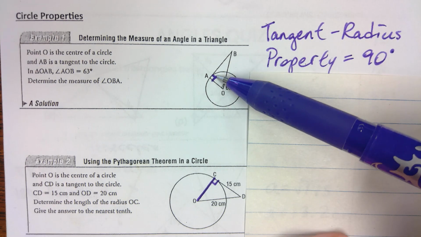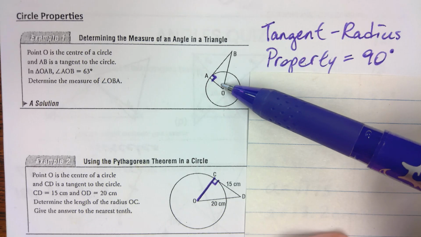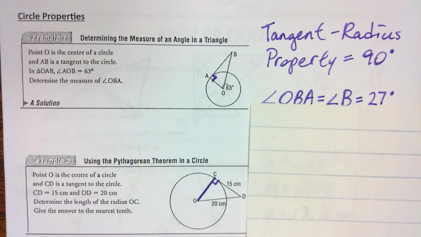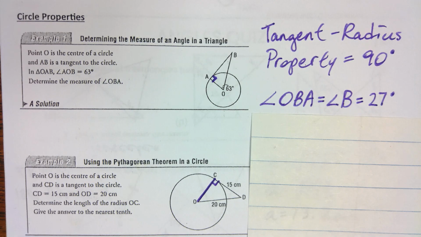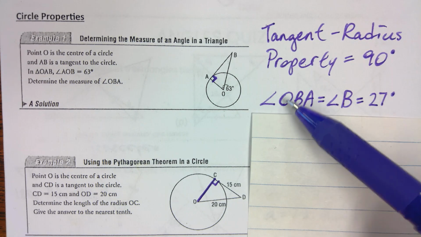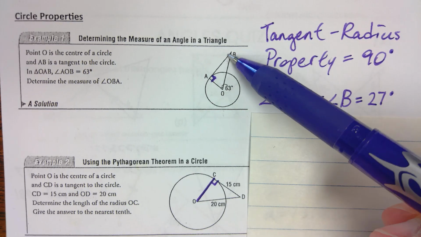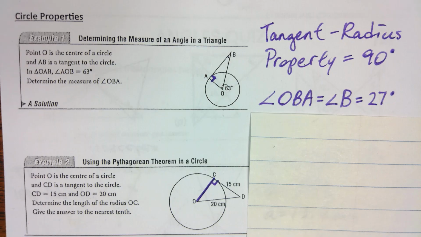So if you know that this is 90 and this is 63, you just have to simply subtract from 180 to get angle B. We can either write angle B as OBA like this, or we can just say angle B like this. And so when we subtract it from 180, we get 27.